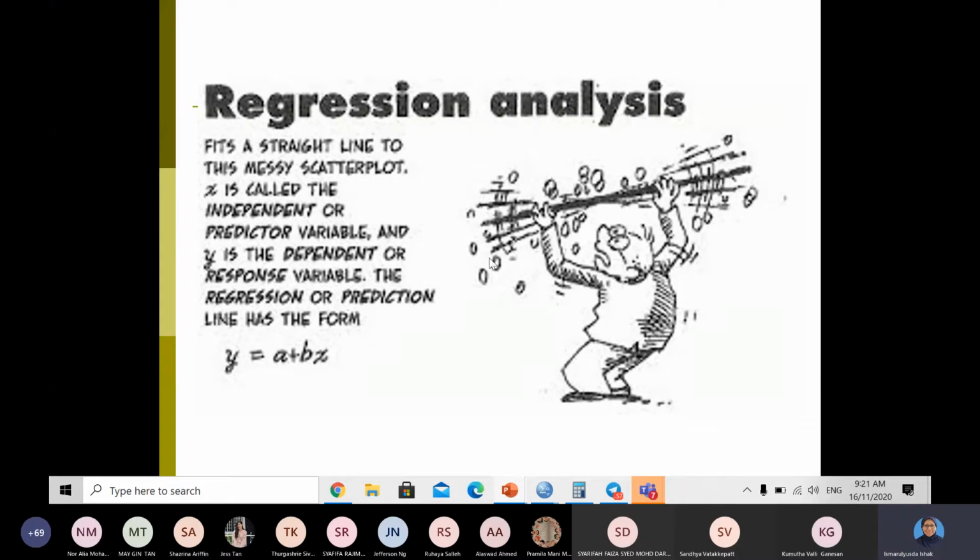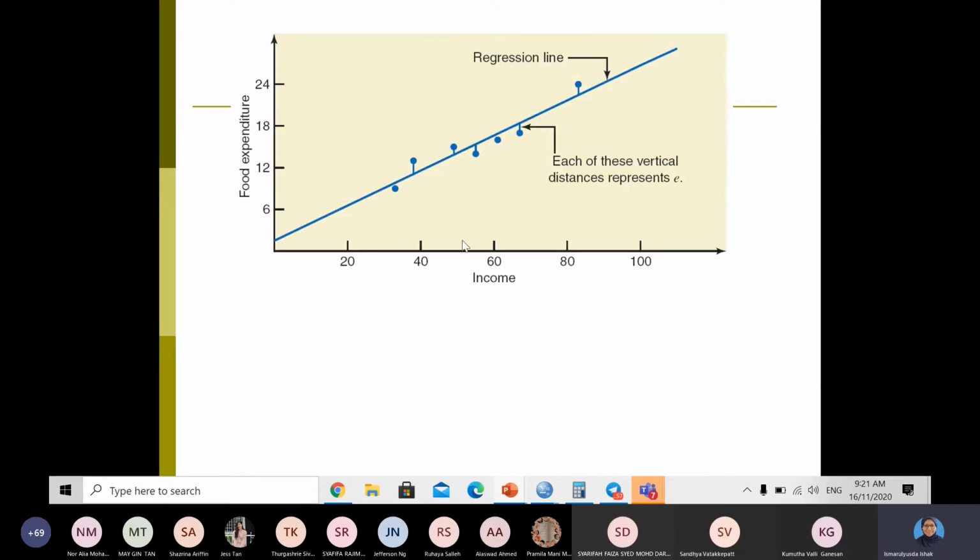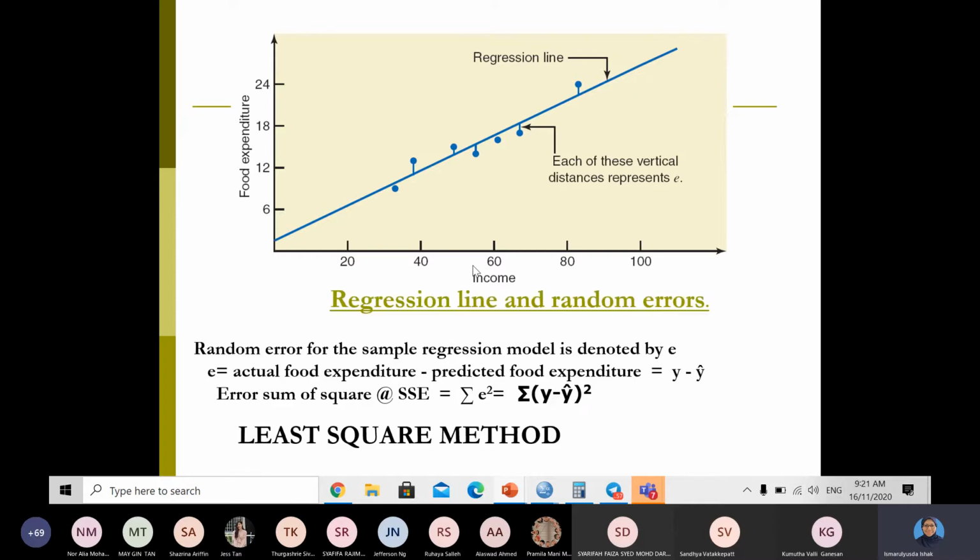Wow, there are so many lines you can draw. So what you have to do is use SPSS. What it predicts is the regression line and random errors. Random error for the sample regression model is denoted by e. E means actual food expenditure minus predicted food expenditure, equal to Y minus Y hat.